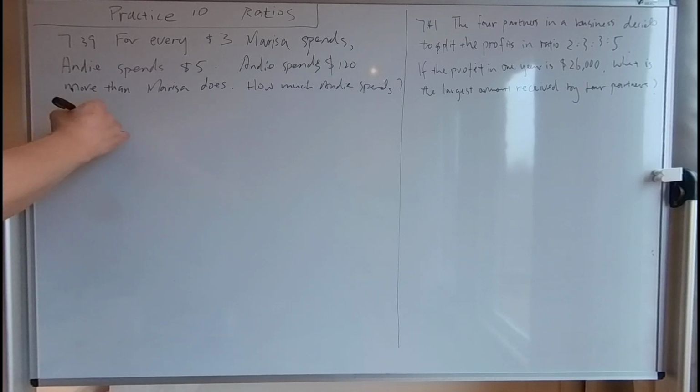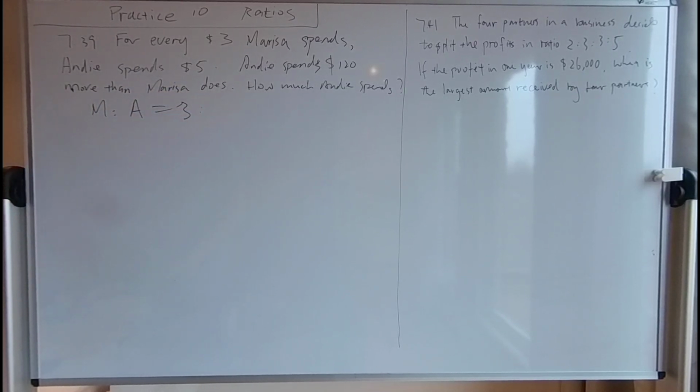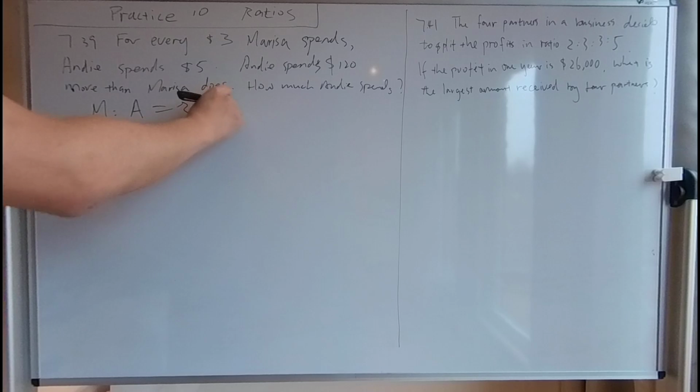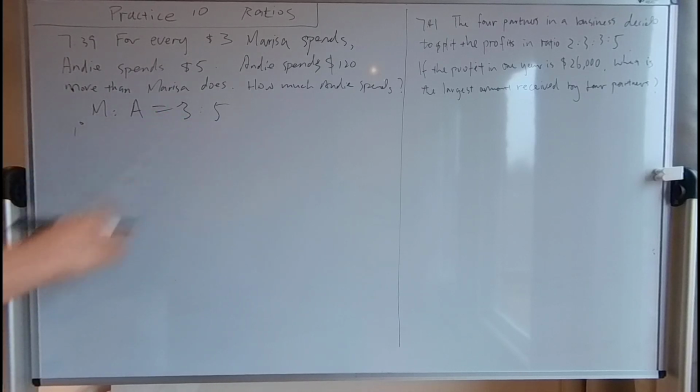So first of all, I know a ratio: for every $3 Marisa spent, Andy spent $5. So the ratio between the two spends is 3 versus 5. Let's see the first way. Remember that even though we only know the relative ratio between the two quantities, we can still consider them as 3 shares versus 5 shares, or 3 units versus 5 units.